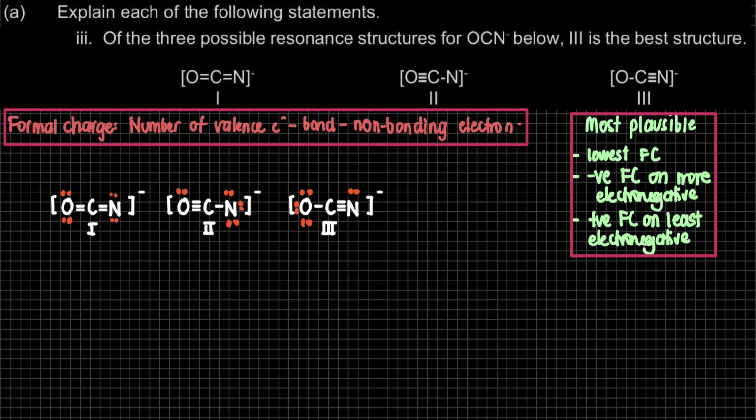Okay, so formal charge is equal to number of valence electrons minus number of bonds minus non-bonding electrons. So how do I determine the number of valence electrons? For this one, you have to refer back to your list of constants to determine the number of protons. Then you can write down the electronic configuration to determine the valence electrons.